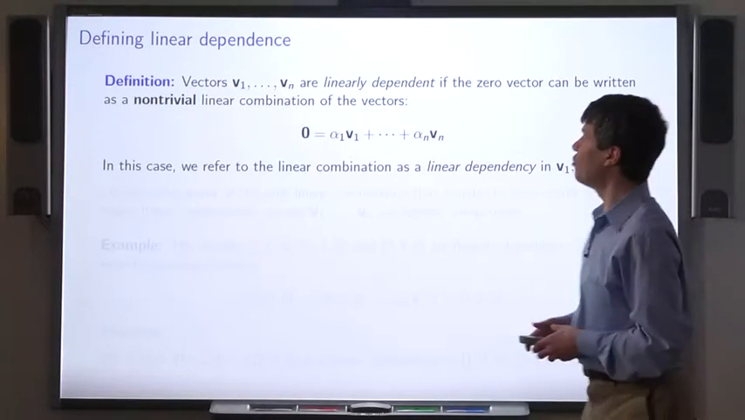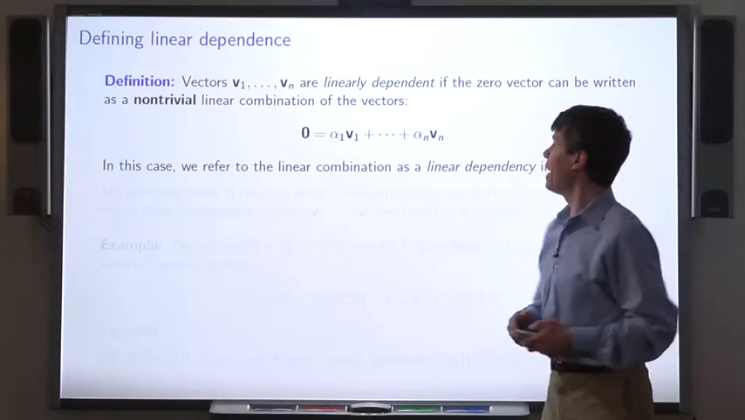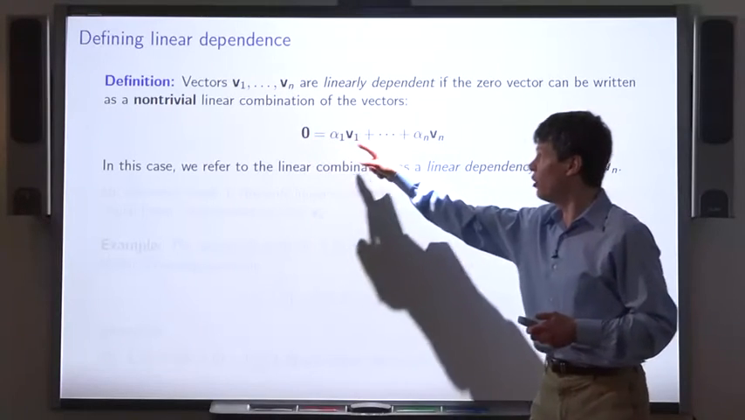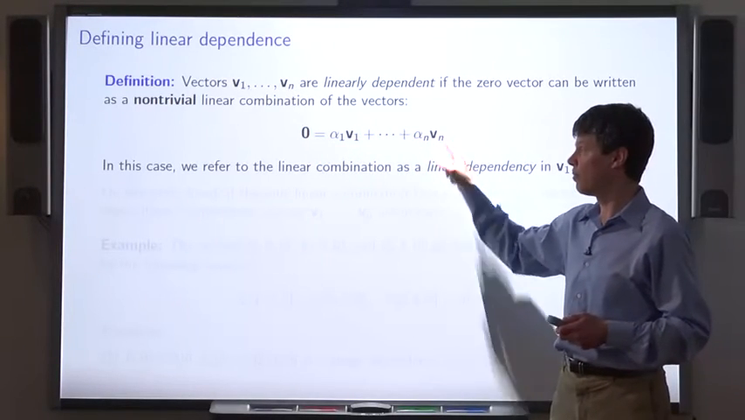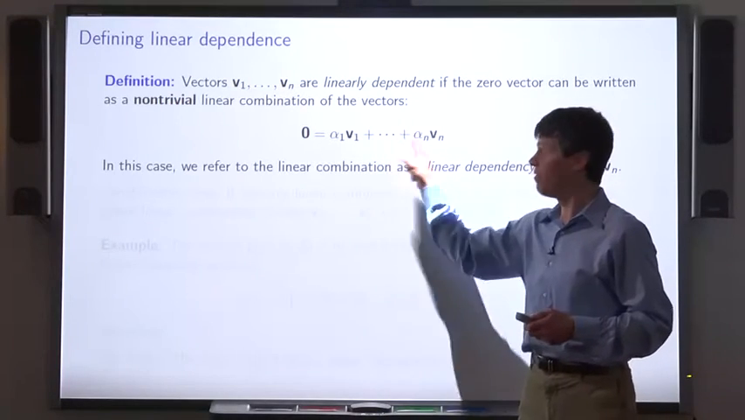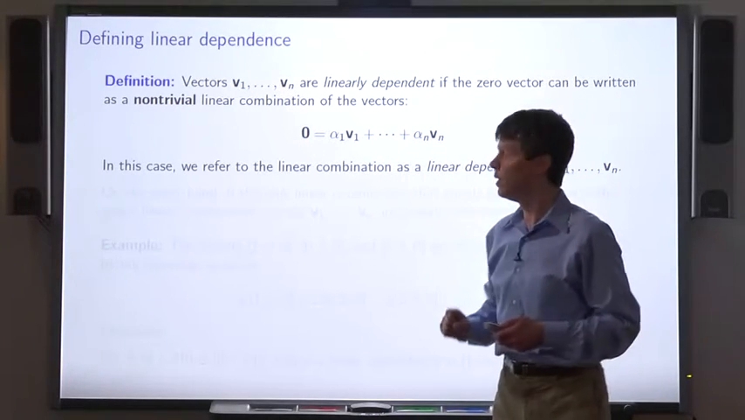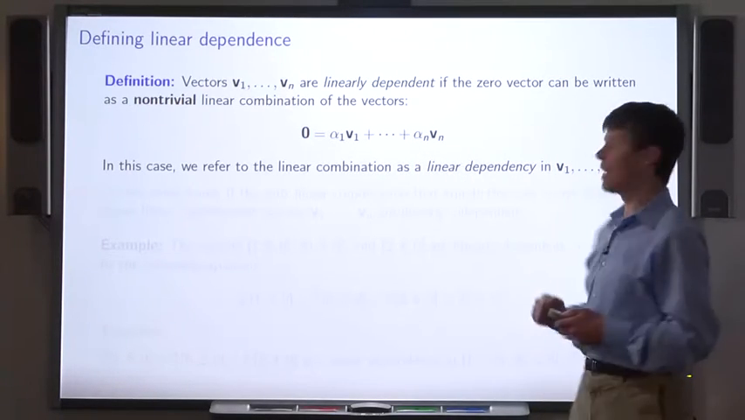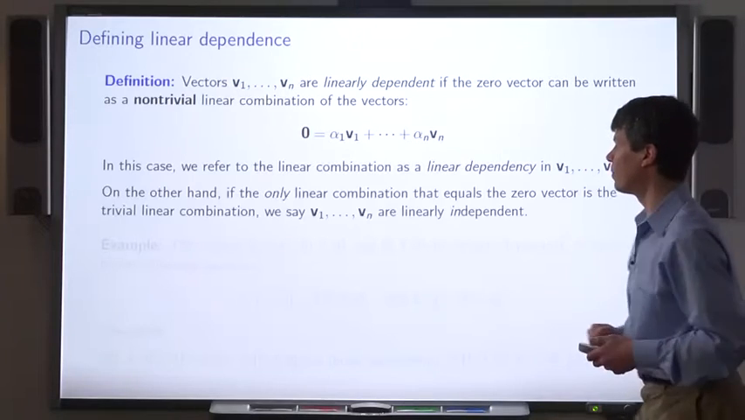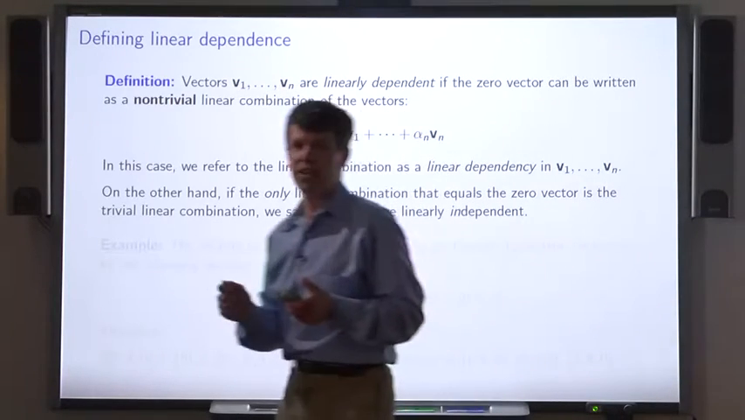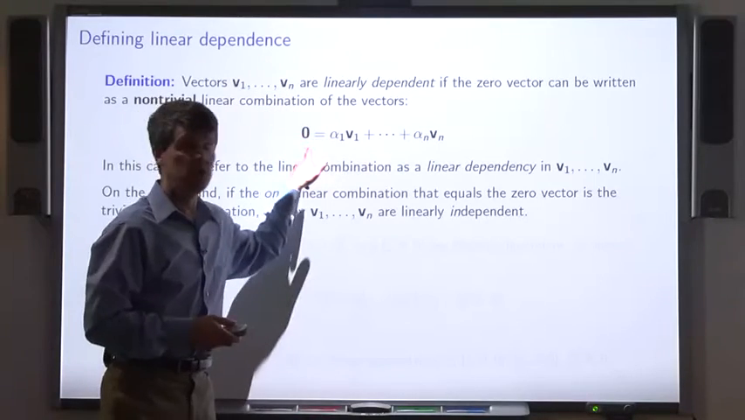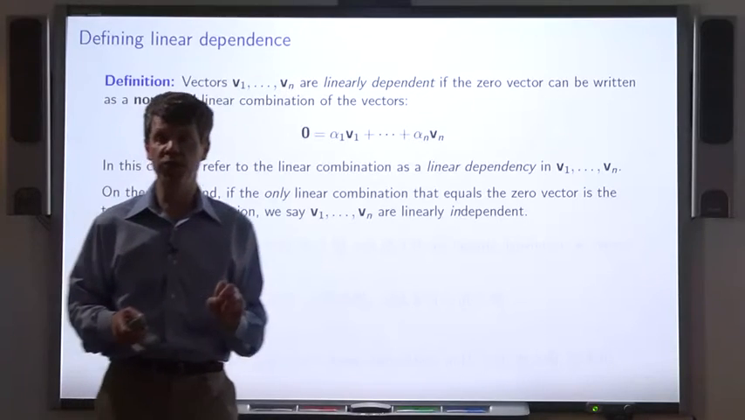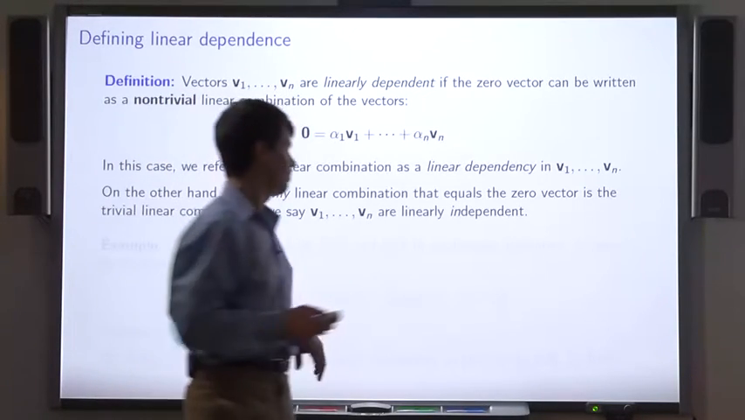We say that vectors v1 through vn are linearly dependent if the zero vector can be written as a non-trivial linear combination of those vectors. Non-trivial means that at least one of those coefficients is non-zero. In that case, we'd refer to this linear combination as a linear dependency in the vectors v1 through vn. On the other hand, if the only linear combination that yields 0 is the one where the coefficients are all 0, we say the vectors v1 through vn are linearly independent.